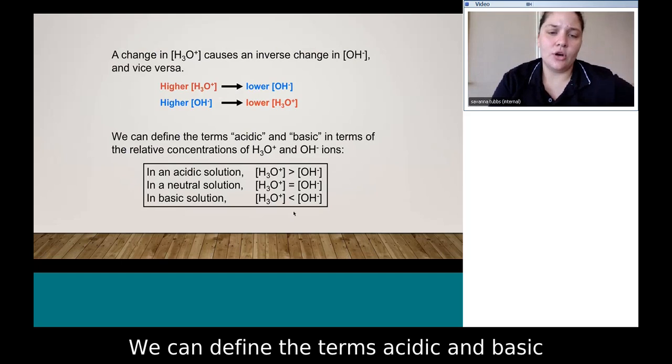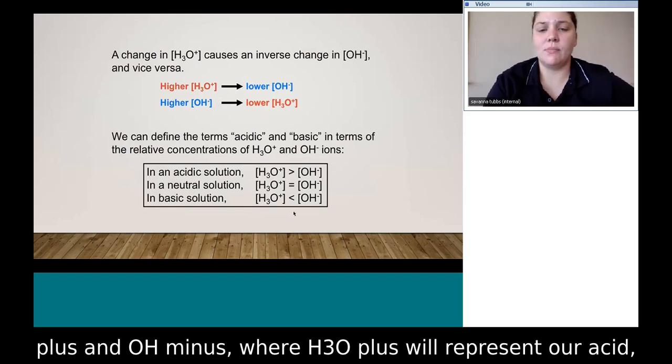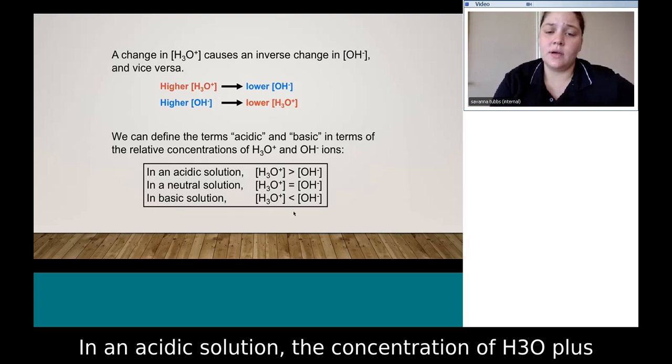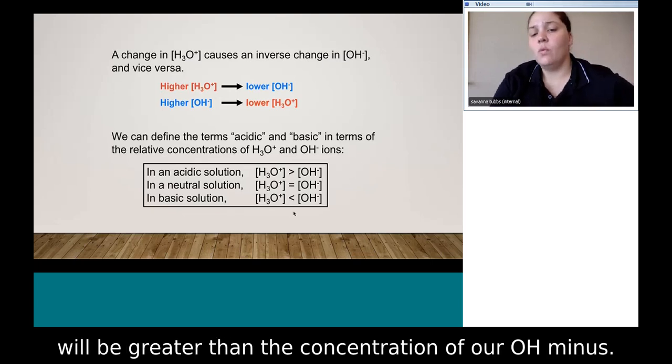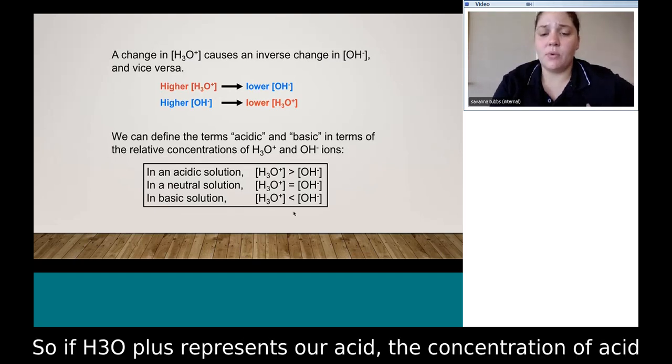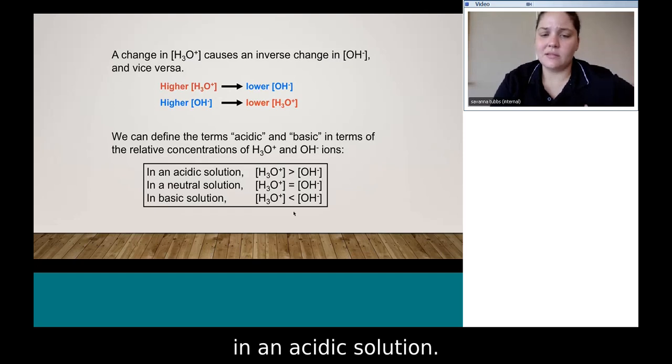We can define the terms acidic and basic in terms of relative concentrations of H3O plus and OH minus, where H3O plus will represent our acid and OH minus will represent our base. In an acidic solution, the concentration of H3O plus will be greater than the concentration of our OH minus. This makes sense. So if H3O plus represents our acid, the concentration of acid should be greater than the concentration of our base in an acidic solution.